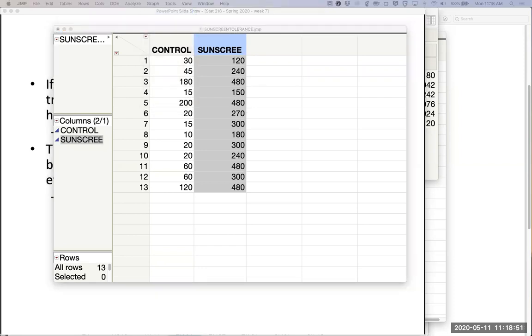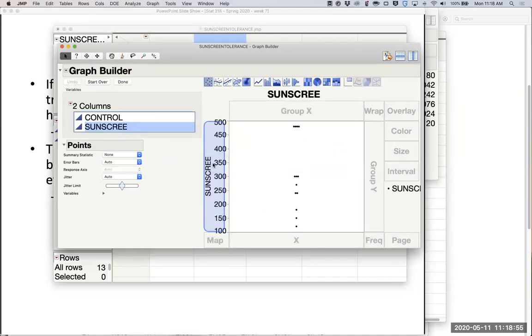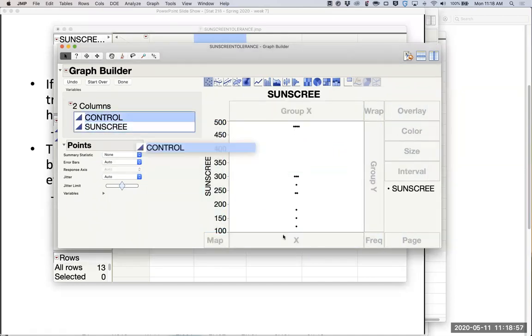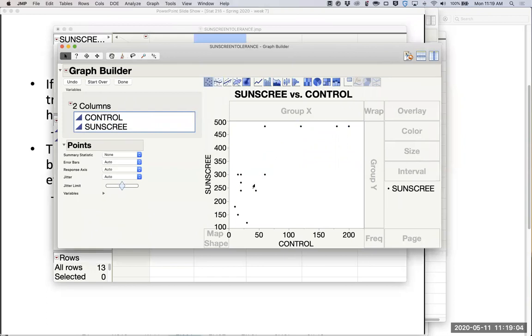I sort of want to know if there's a positive relationship between the amount of time a person could be in the sun with sunscreen versus if they have no sunscreen on, if they're in the control group. Do you all see a positive trend? I see a positive trend. In a positive trend like this, there is definitely a benefit of the pairing.